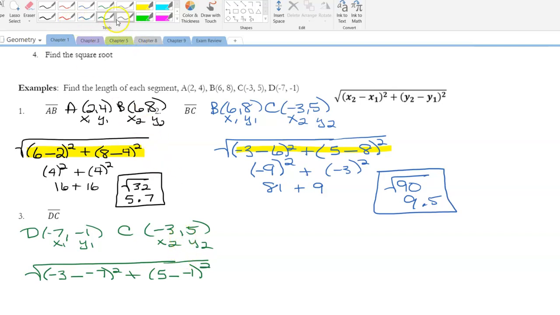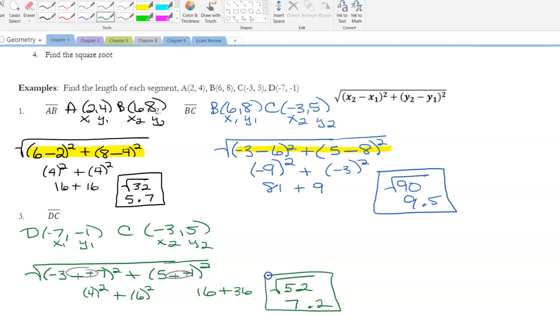We haven't had any of these with double negatives, but hopefully you remember that when you have two negatives, they become a plus here, and this one also becomes a plus. So negative 3 and a positive 7 is a positive 4, and 5 plus 1 is 6. So 4 squared is 16 plus 36, and that is 52. So our answer is the square root of 52. Again, you can leave it like that, or you could plug it in and find the decimal, which is 7.2.